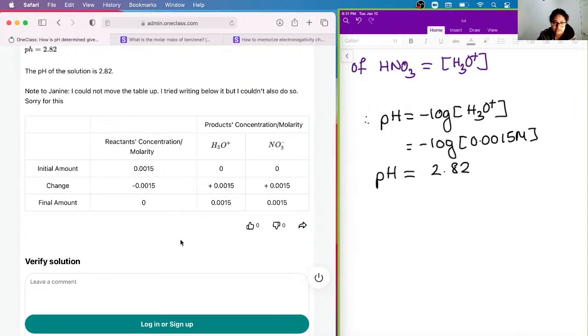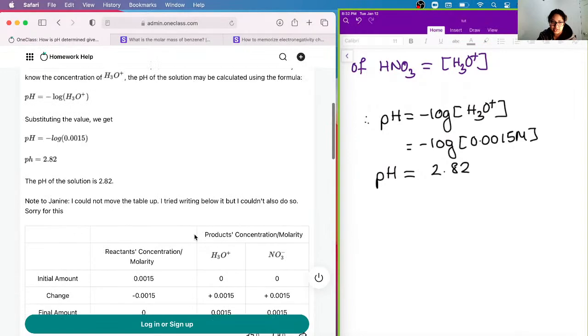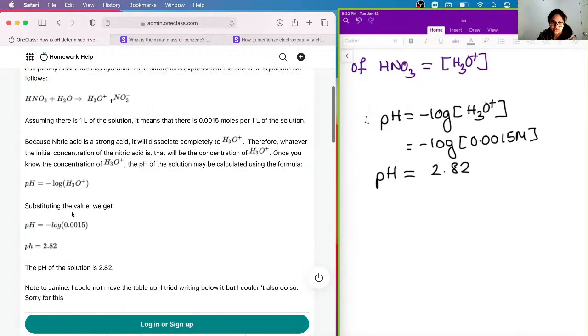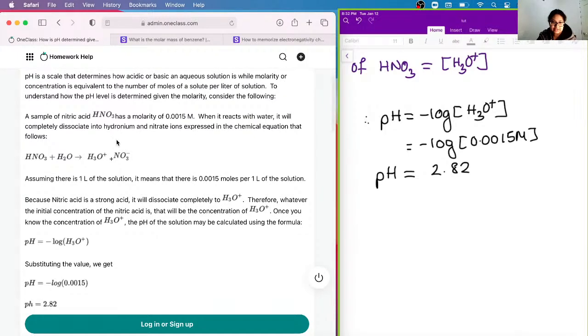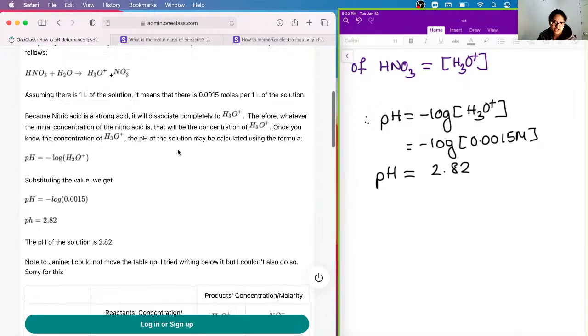And so you could also use an ice table, where you have the reactants and your products, and you can use x squared, so you solve for x and then find the pH, which is basically the same way. But this would be more efficient because we're using a strong acid, right? If you have a strong acid, it will completely dissociate into hydronium ions. And so you can just use the initial concentration to find the pH.